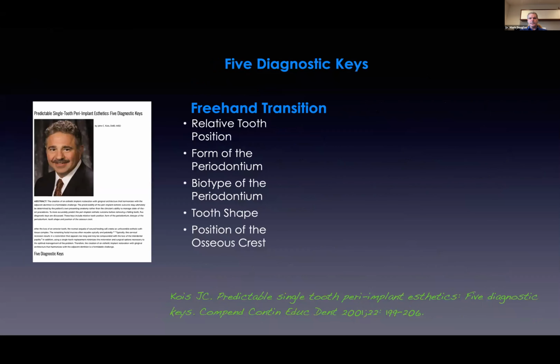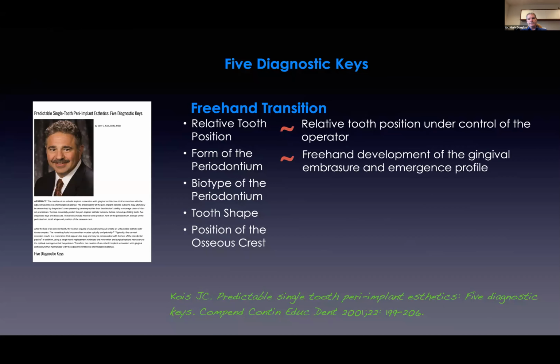And so how does this relate to John Kois's diagnostic keys? Well, as far as relative tooth position, this is sort of a maybe, that symbol. We're going to call that symbol right there a maybe. Relative tooth position is under the control of the operator, so it depends on your clinical experience with these things. Form of the periodontium, also a maybe. A freehand development of the gingival embrasure and the emergence profile. Biotype, you're not going to change it.